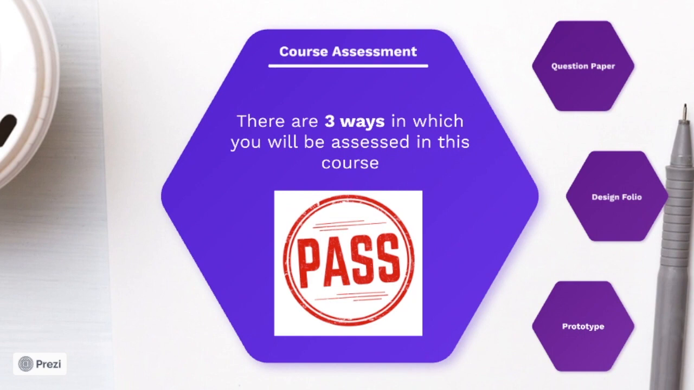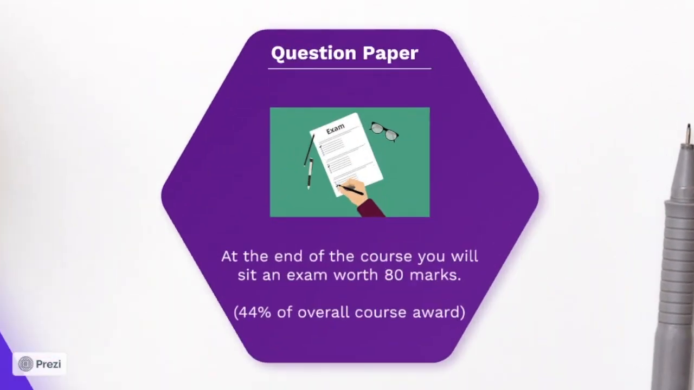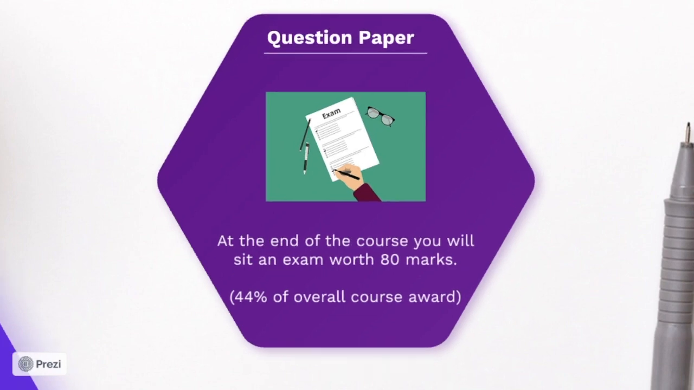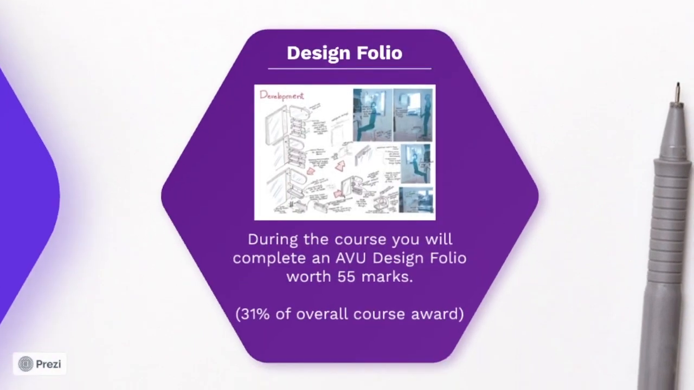There are 3 ways in which you'll be assessed in this course, and you can see these down the side: question paper, design folio, and prototype. The question paper you will get at the end of your course, and this is out of 80 marks. This will stand for 44% of your overall course award.